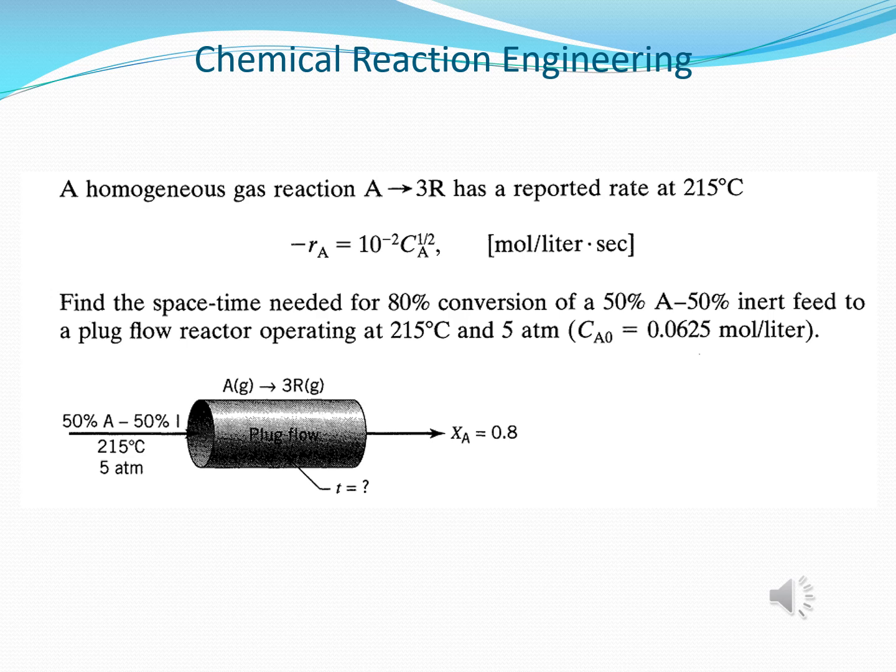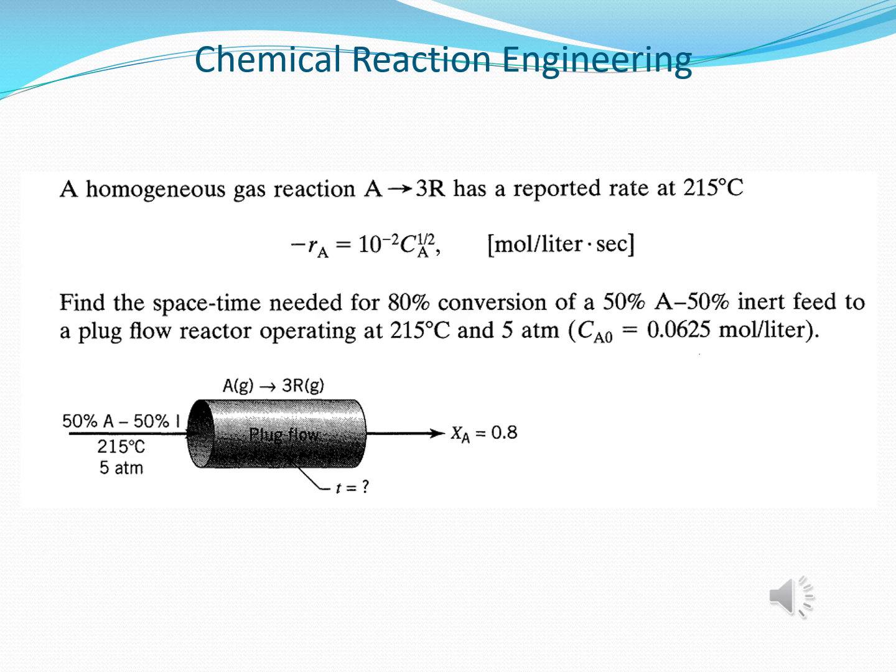So find the space time. We have to find the space time tau needed for 80% conversion of the 50% A and 50% inert feed. So in the feed we have 50% A and 50% inert, to a plug flow reactor operating at 215 degrees Celsius and 5 atmospheric pressure. And the concentration is also given. The initial concentration is equal to 0.0625 moles per liter.